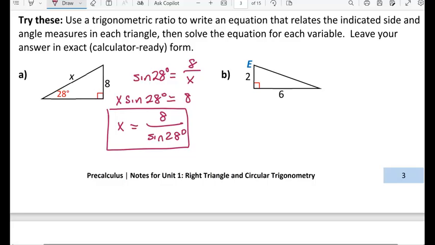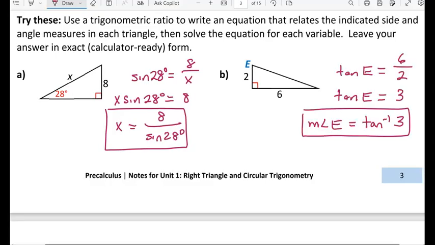All right, for A, you should have gotten x is equal to 8 divided by the sine of 28 degrees. All right, let's pause the video while you try B, and remember for B, we're looking for an angle measure. We're looking for the measure of angle E. So pause the video while you try this one.